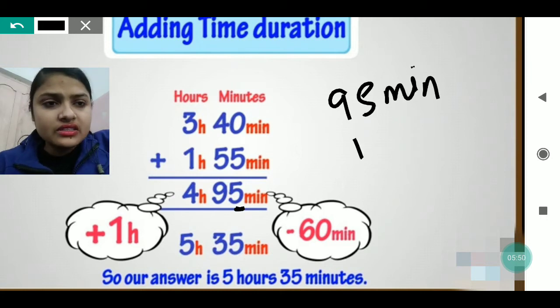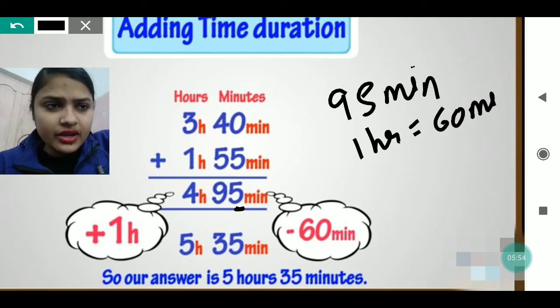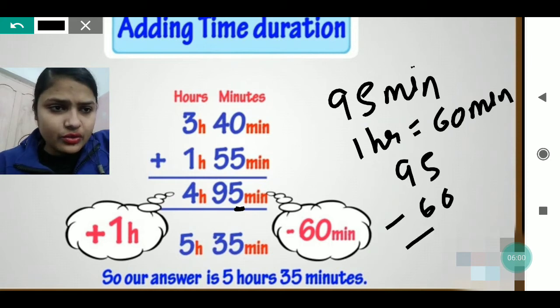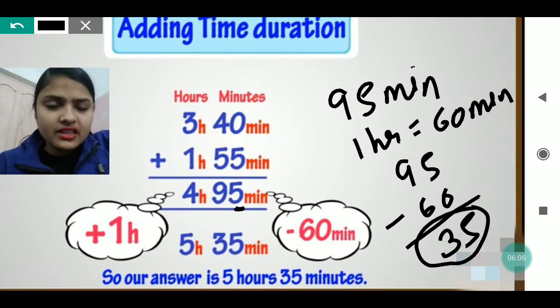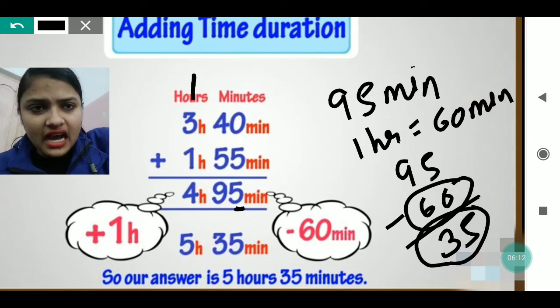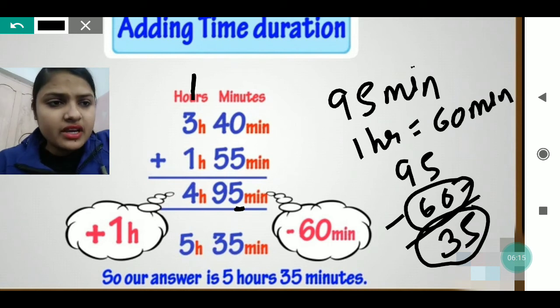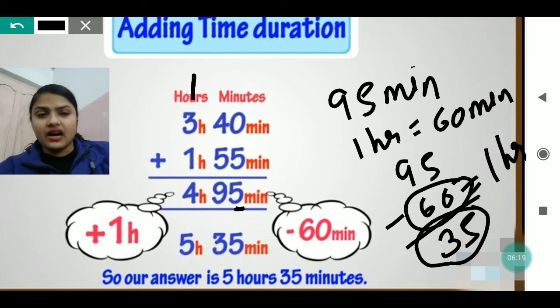And we are knowing this 1 hour is equal to 60 minutes. Okay, so it means that if we will subtract 95 minus 60, if we will do, we will get 35 minutes. Okay, this 35 minute we will write in the minute column, and this 60 minute which we have subtracted from this, that we will take in the hour column. Okay, it will become 1 hour. Okay, so that we will write in the hour column.